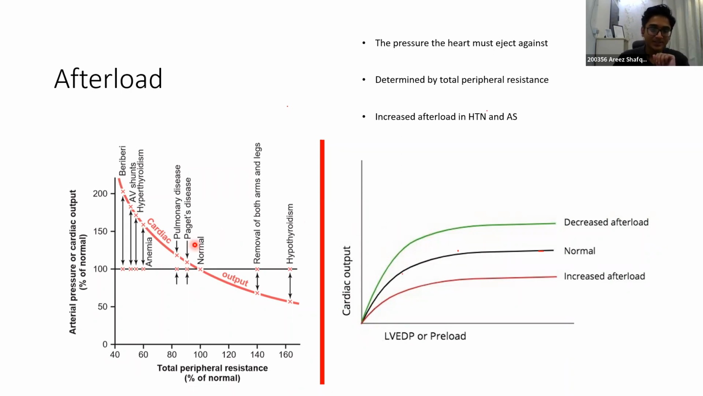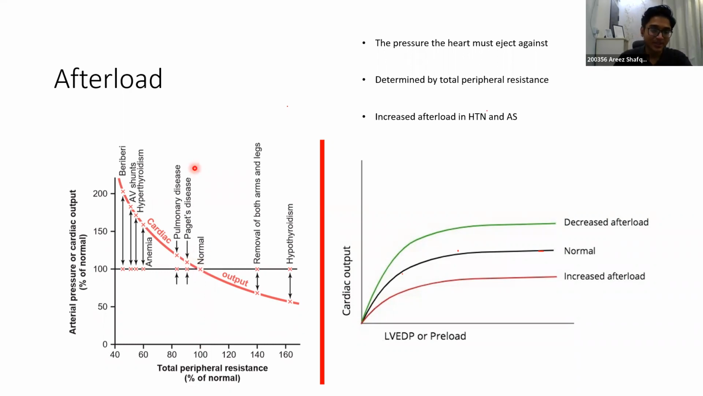Okay. And these are just examples of conditions and diseases where you have increased afterload or decreased afterload. So if you vasodilate or decrease resistance, this will decrease the afterload. This will increase the cardiac output, right? Because if you decrease afterload, cardiac output will increase.